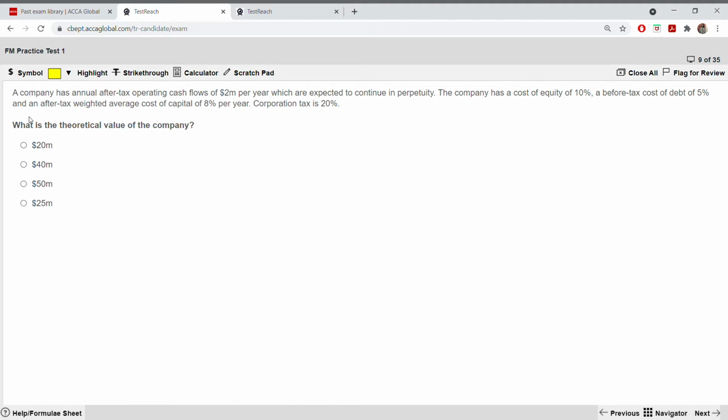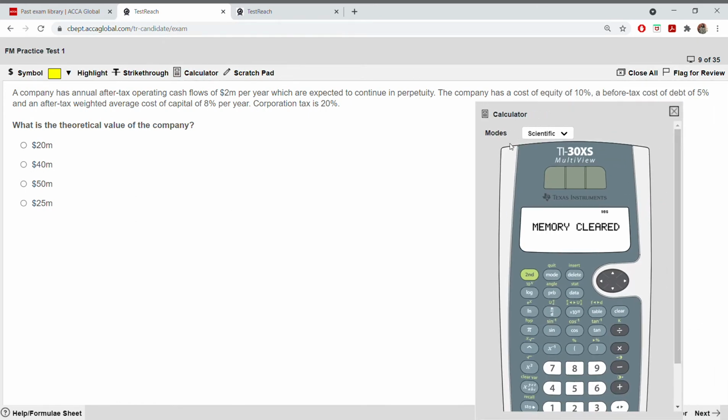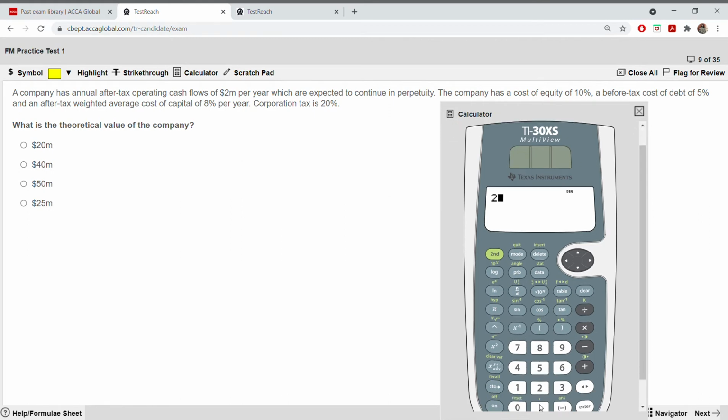What is the theoretical value? It will be 2 million divided by the after tax cost of capital. Remember that, the after tax cash flows. You are taking the after tax weighted average cost of capital, not the cost of equity, or even the before tax cost of debt you have been given.